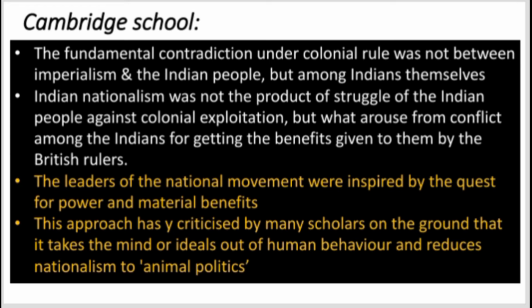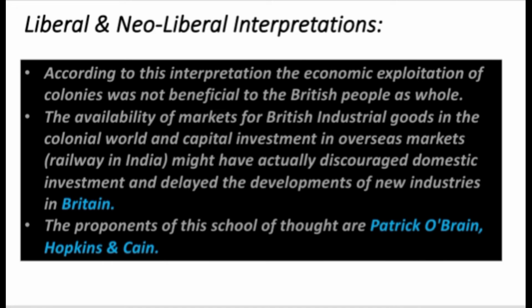Now the liberal and neo-liberal interpretations. According to these interpretations, the economic exploitation of the colonies was not beneficial to the British people as a whole. The availability of markets for British industrial goods in the colonial world and capital investment in overseas markets, like the laying of railways in India, might have actually discouraged domestic investment and delayed the development of new industries in Britain. The proponents of this school of thought are Patrick O'Brien, Hopkins and Cain.